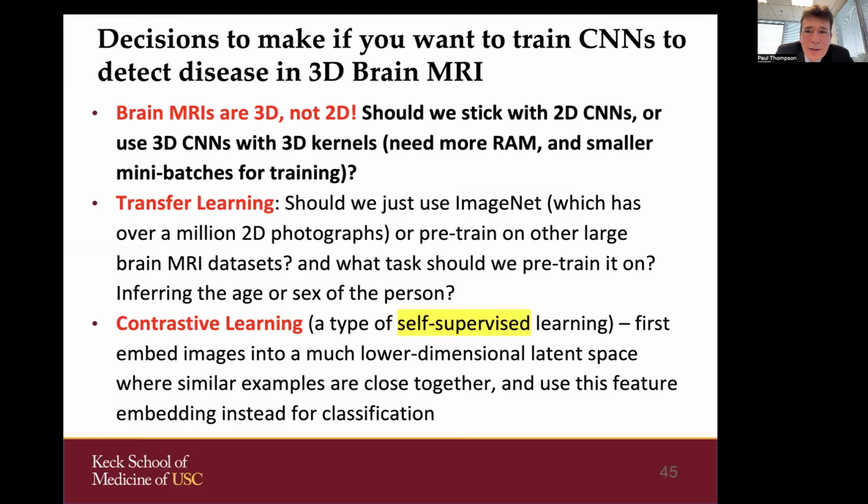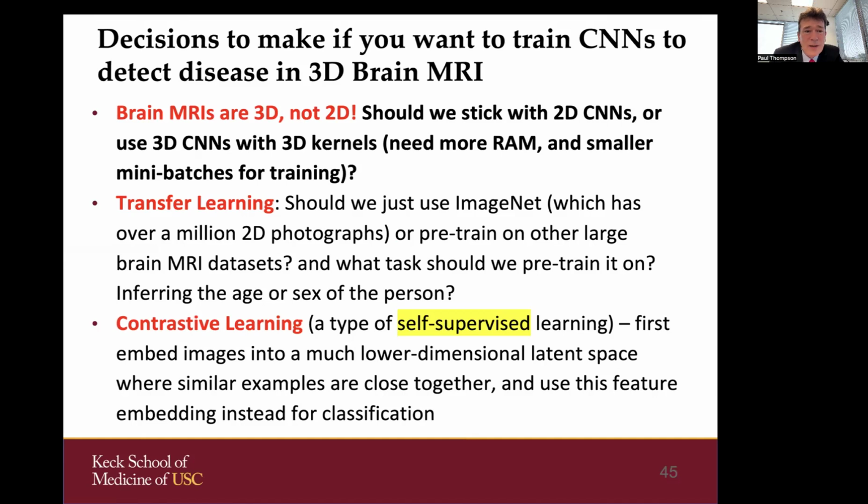So if you want to train a medical CNN, you have a couple of decisions to make. One is that brain MRIs are usually 3D, not 2D. If you do functional MRI, they're 4D. So you could stick with 2D CNNs and feed in slices, or you could use 3D kernels. You could adapt the idea of convolution to 3D and use a 3D kernel, but then you'll need more memory. And then conversely, you might have to pass smaller amounts of data through the neural network.